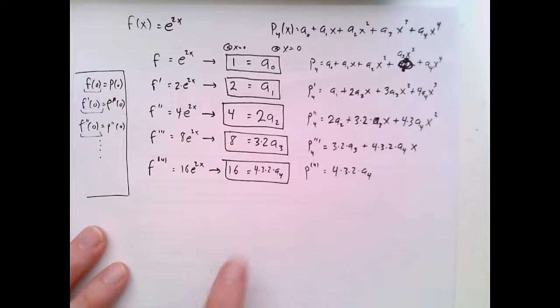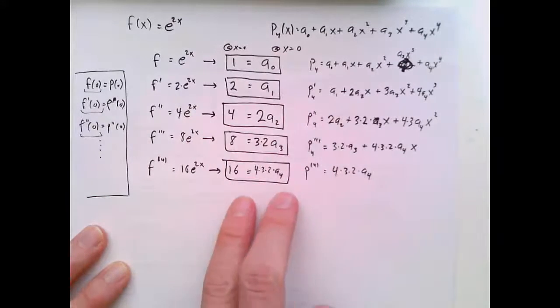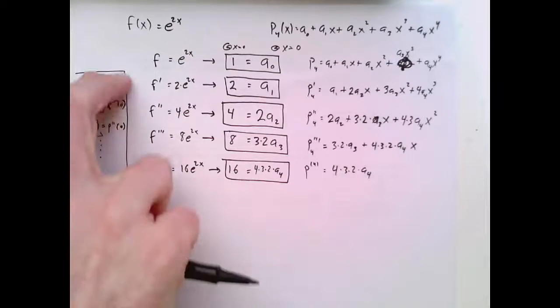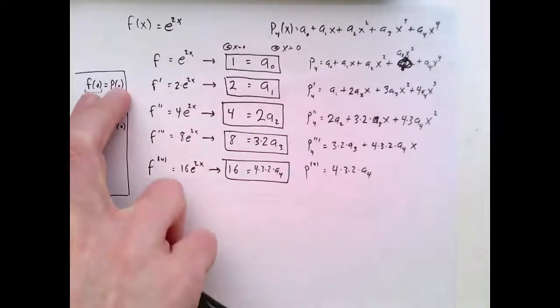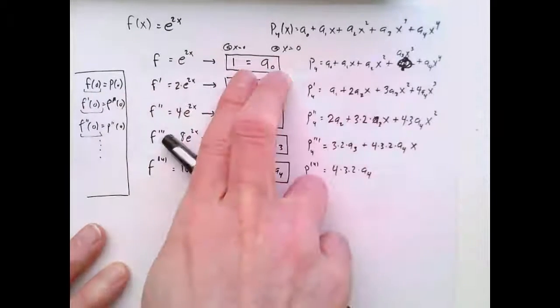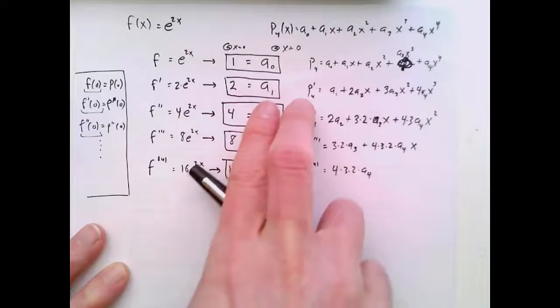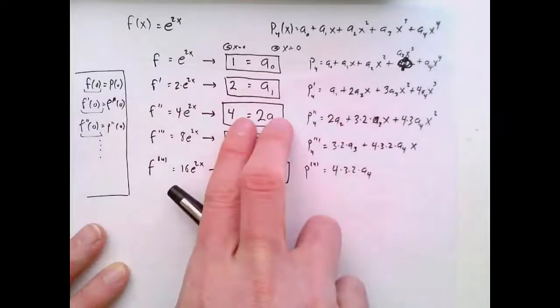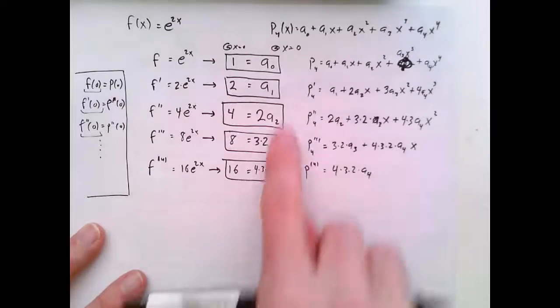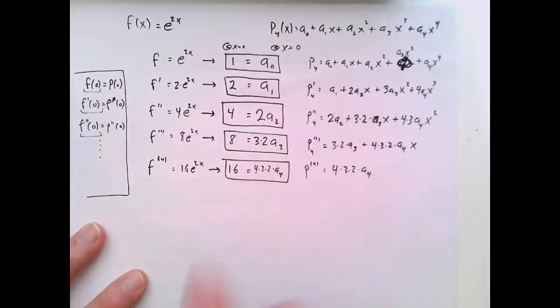All right, so these things I've boxed in the middle, these are the results of this conceptual part. I set the y values equal and I get this. I set the first derivatives equal, I get that. Second derivatives, I get this. So now I can solve for each of these different constants.